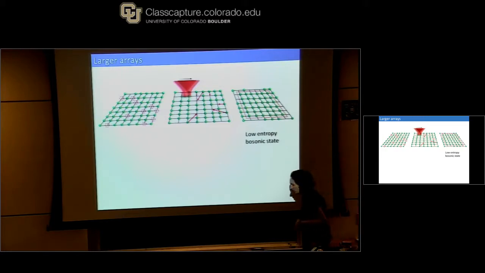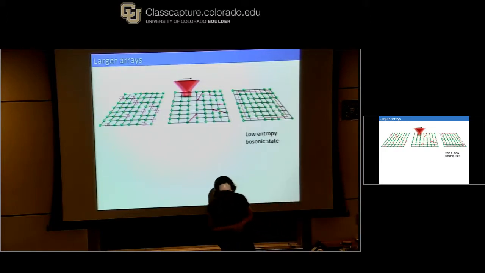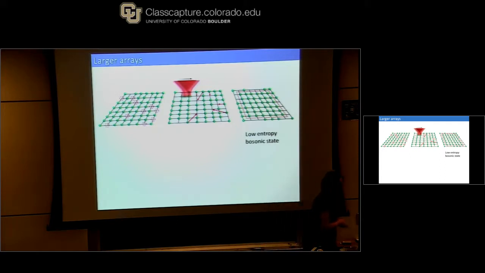Okay, so in our particular experiments, one possibility is that, given that we can control the position of the atoms, the filling of the sites, and also the motional states that I'll talk about in a bit, we can rearrange those atoms. In principle we can have a low entropy bosonic state that we could melt to a superfluid as well.